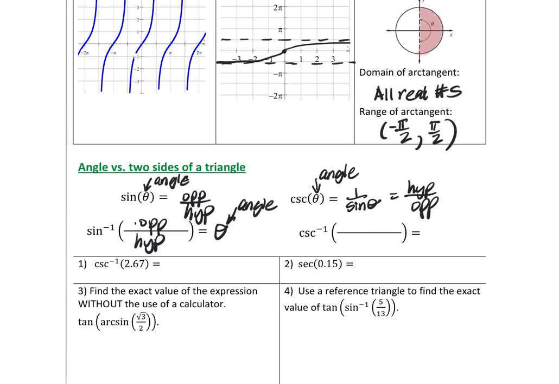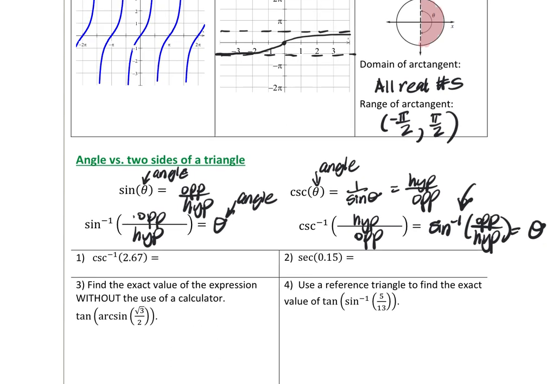So same thing with the inverse cosecant. This would be hypotenuse over opposite, which would give us the inverse sine of opposite over hypotenuse is equal to theta. So this is how we're going to have to put it in our calculator. You're going to need to make sure you know how to do that.